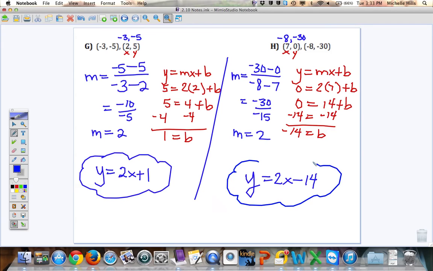I can check this using the point I did not just use to calculate b. So this says if I take 2 and substitute my -8 for my x, 2 times -8 is -16, minus 14 is -30. Yes, the y is -30, so I just checked my equation.